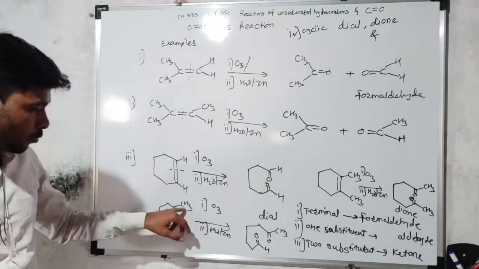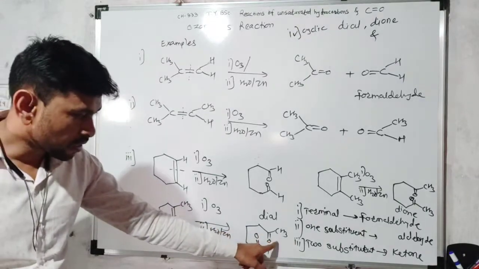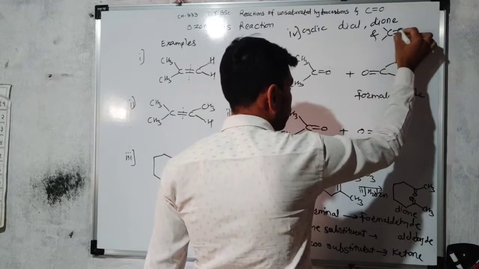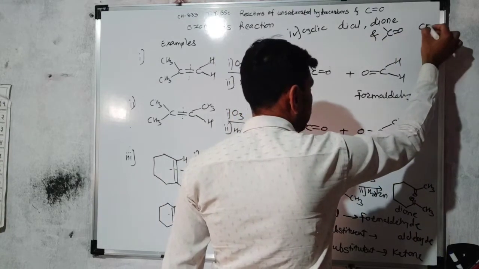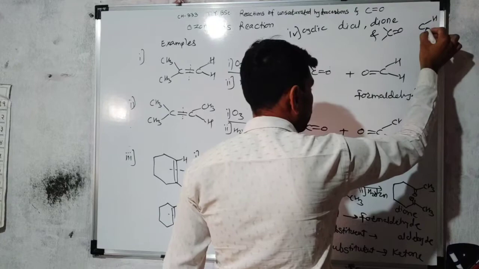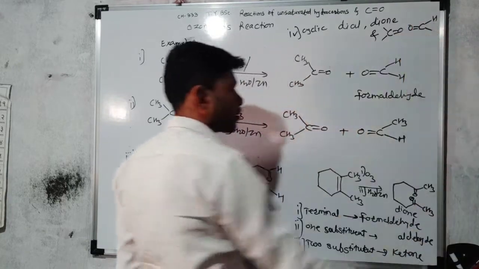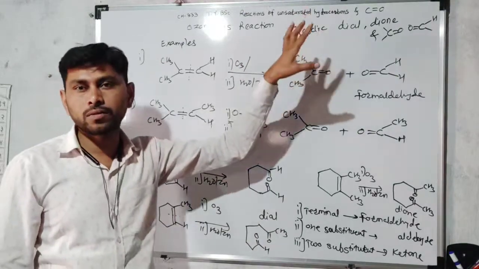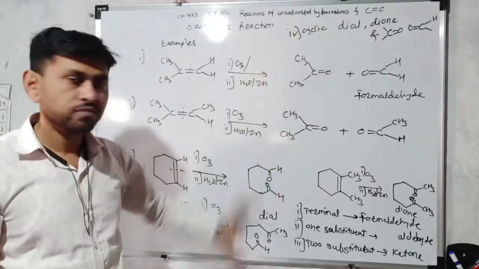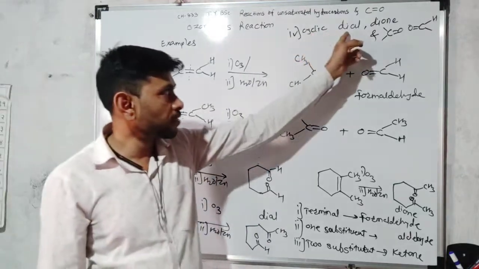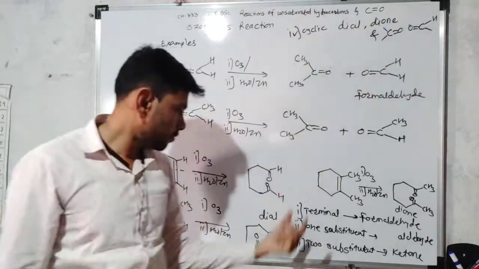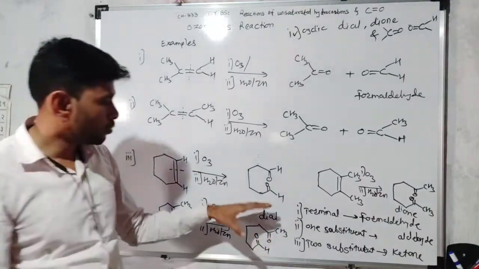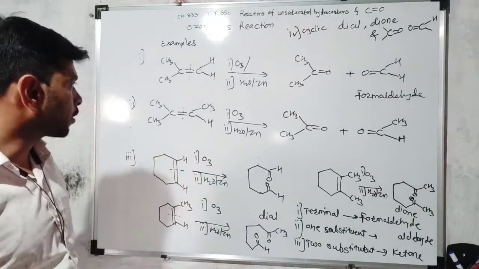Product is either a diol or maybe a combination: here one substituent is there, then we obtain one ketonic compound and one aldehyde compound. So we obtain here C double bond O and one aldehyde as a product. So this is the case of cyclic alkene. When our starting alkene is cyclic, we obtain either a diol or one aldehyde and one ketone as a product.